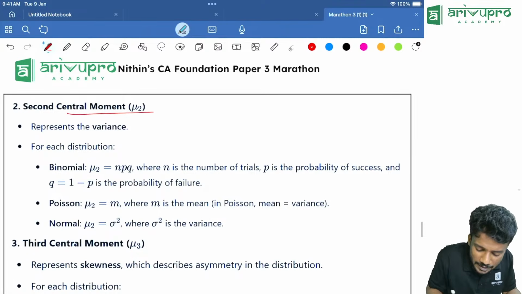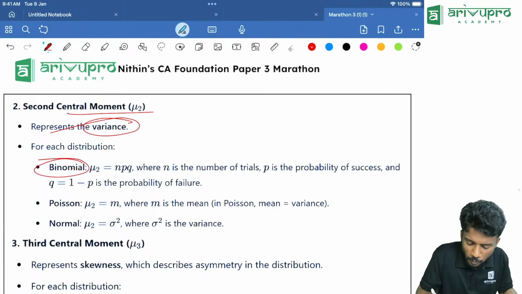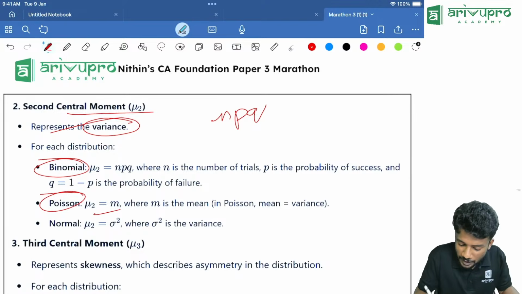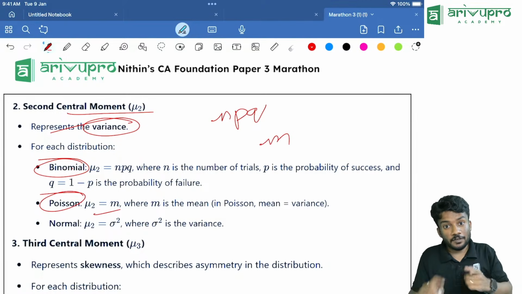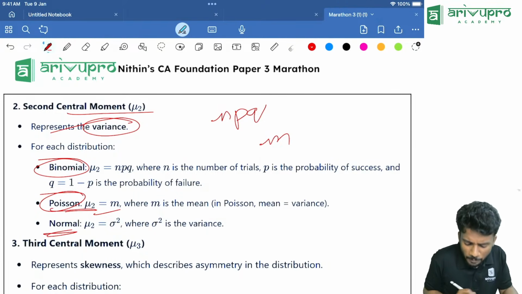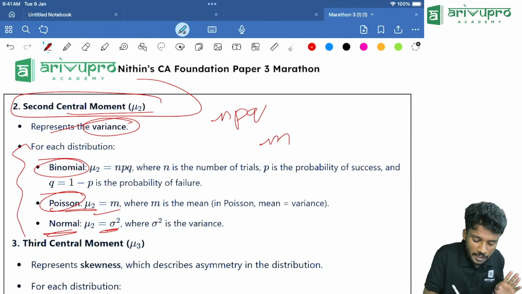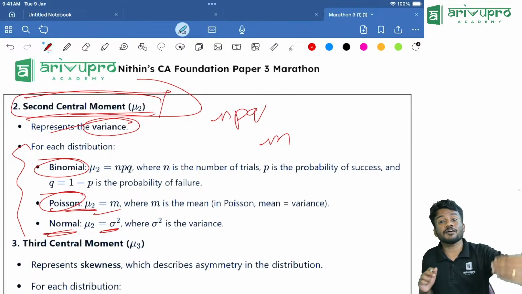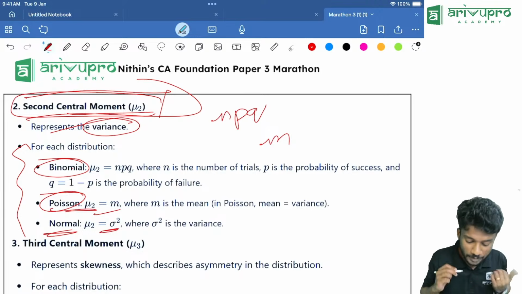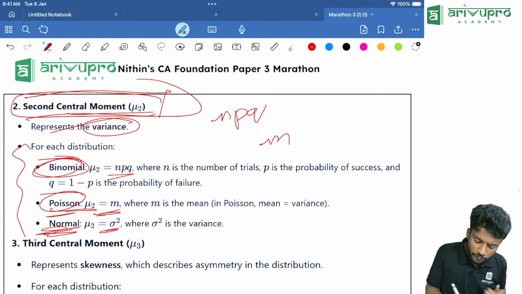Now, second central moment. The second central moment represents variance. Now people, for binomial, what was the variance? NPQ. Remember? Then, for Poisson, what is the variance? We were telling only M is the variance as well as the mean. So M is the variance for Poisson. Then, for normal distribution, the second central moment is what? Sigma square. So keep a note of this. Sometimes instead of asking you variance, they can ask you to find the second central moment. What is the answer? For binomial, it is NPQ. For Poisson, it is M. And for normal, it is what?